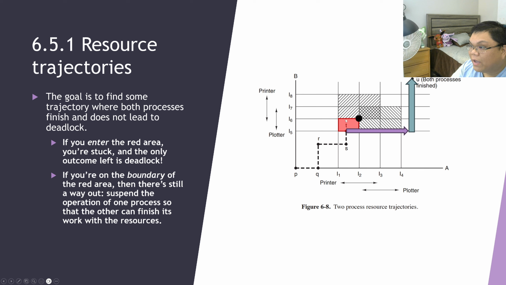We cannot move this way because then we hit an obstacle here. We can move this way, but only on the boundary. Once we're inside this red area, we hit this boundary and we can't go anywhere, and the only move left is deadlock. So this is the intuition behind a safe state. It is anywhere in this space such that we don't end up getting deadlock. We don't run into obstacles like these impossible areas where both processes are using the same resource at the same time.